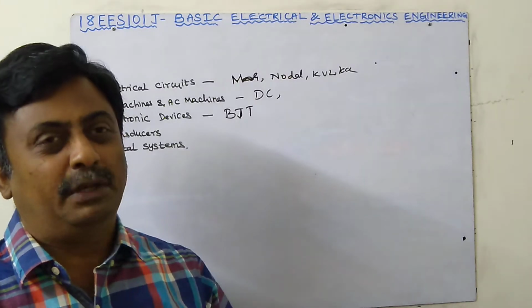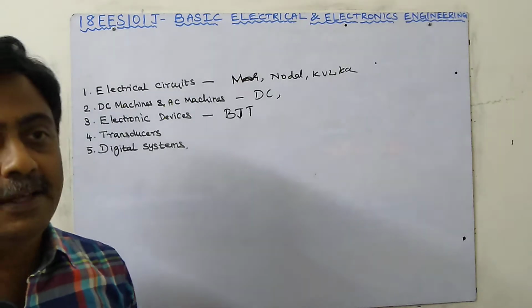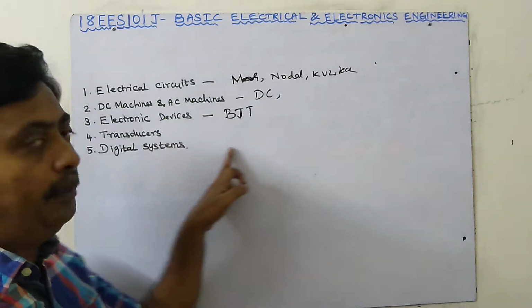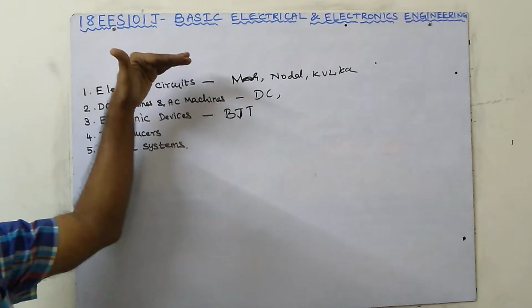What is meant by digital system? Gates. We have already studied this digital system: gates, Boolean algebra, all those things. In addition to that, we are going to see some communication topics. These are the main 5 units.